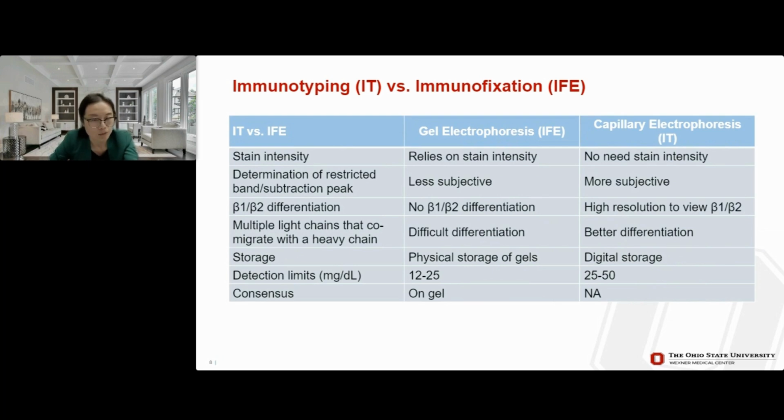Let's continue discussing the pros and cons of gel and capillary electrophoresis. In gel electrophoresis, the result interpretation relies on stain intensity, while not in capillary electrophoresis. Because of this feature, it's less subjective to interpret results on gel than capillary electrophoresis. The challenge on gel electrophoresis is that it is not able to differentiate beta-1 and beta-2 peaks, but capillary electrophoresis can. Again, when light chain co-migrates with the heavy chain, it's difficult to differentiate them on gel electrophoresis.